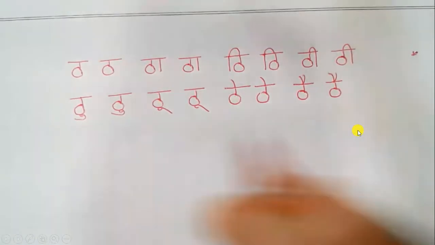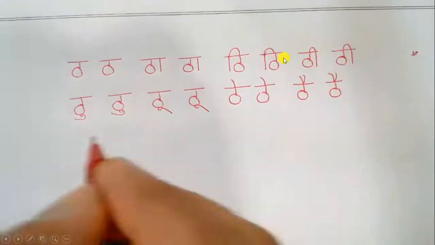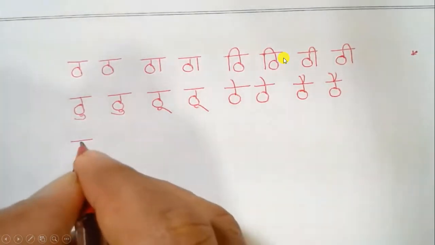Okay. Next is toe, and we get this sound toe when we add Th to O. Th plus O equal to toe, and toe is written like this.